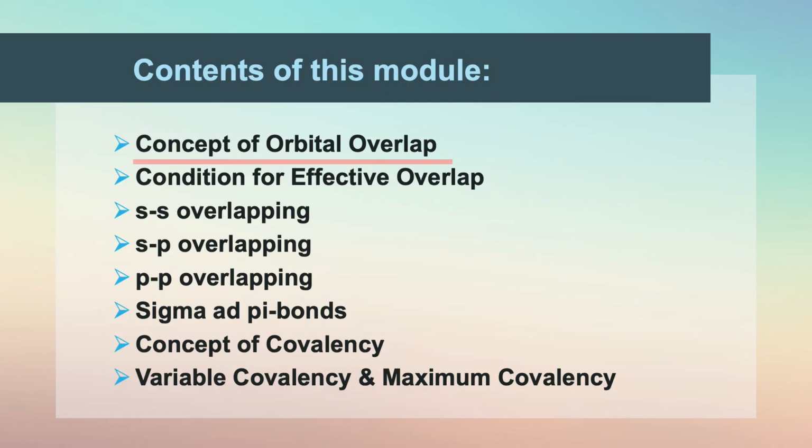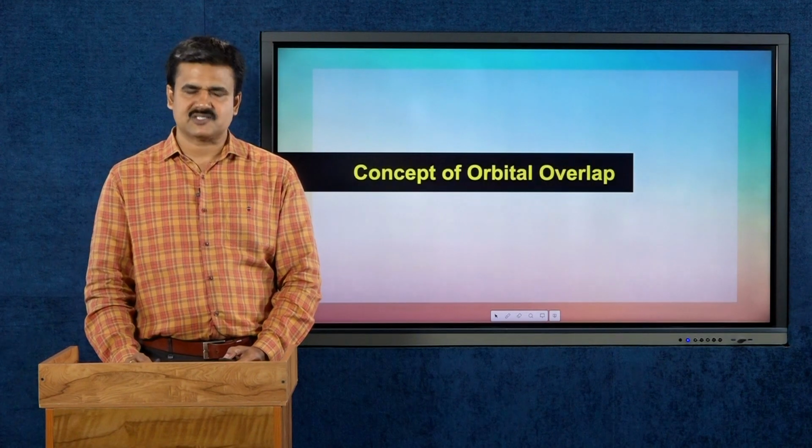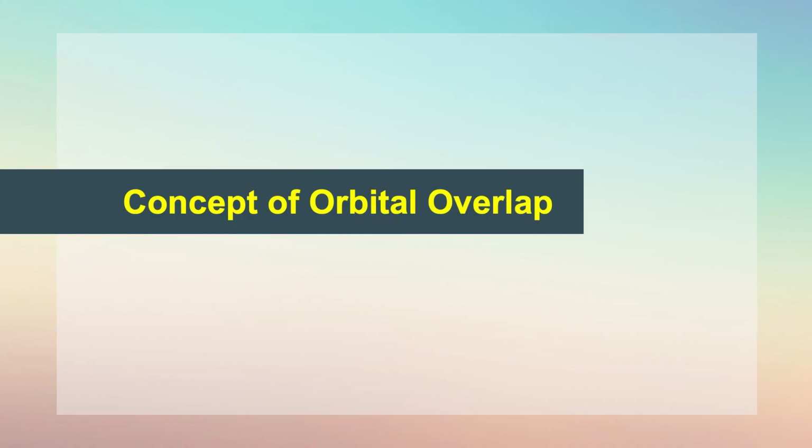First of all, concept of orbital overlap, conditions for effective overlap, SS overlapping, SP overlapping, PP overlapping, sigma and pi bonds, concept of covalency and variable covalency and maximum covalency. First of all, we are discussing concept of orbital overlap.